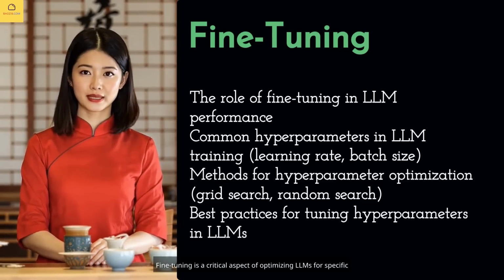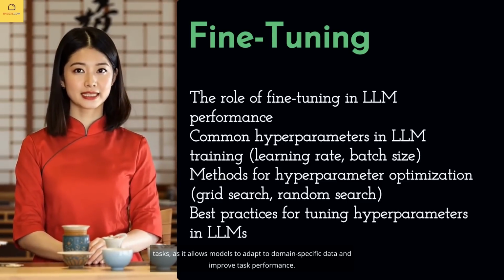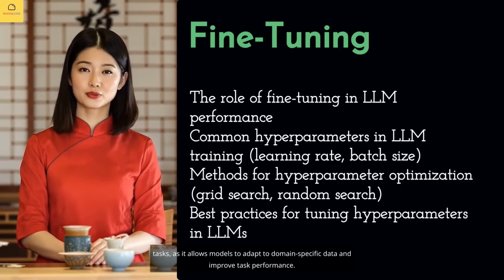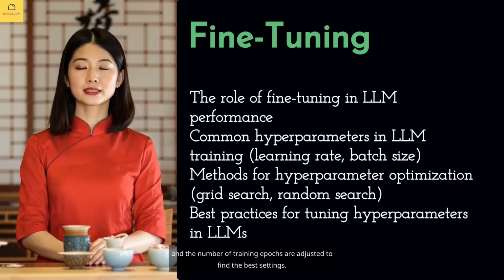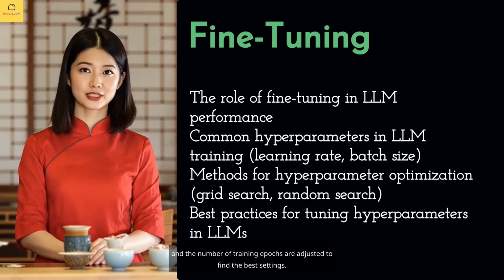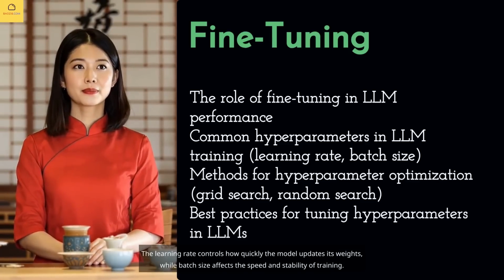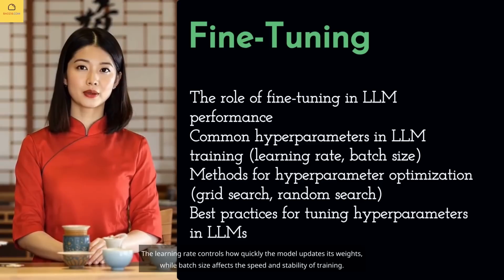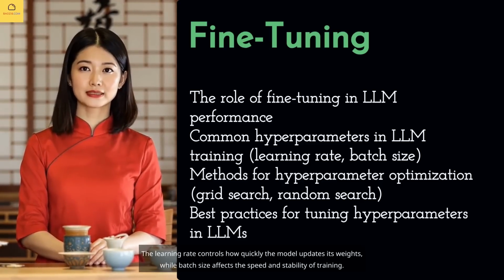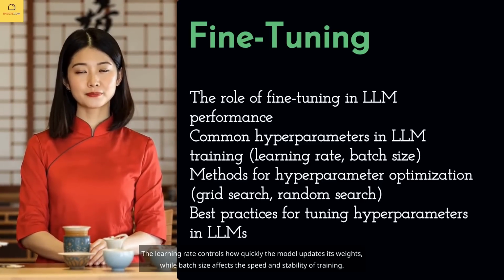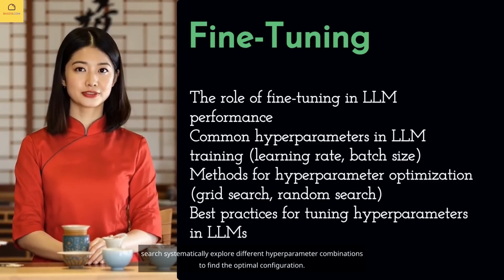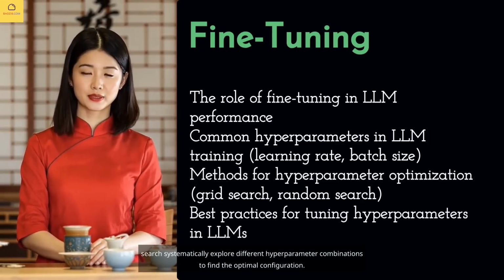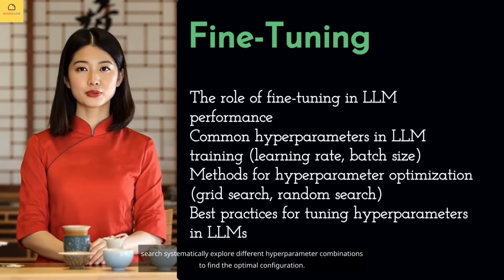Fine-tuning is a critical aspect of optimizing LLMs for specific tasks, as it allows models to adapt to domain-specific data and improve task performance. During fine-tuning, hyperparameters like learning rate, batch size, and the number of training epochs are adjusted to find the best settings. The learning rate controls how quickly the model updates its weights, while batch size affects the speed and stability of training.